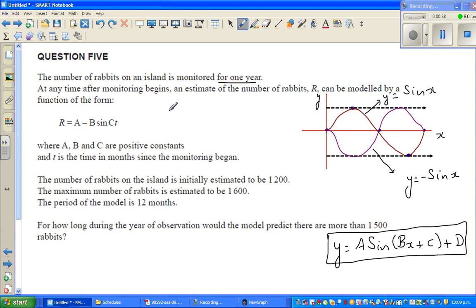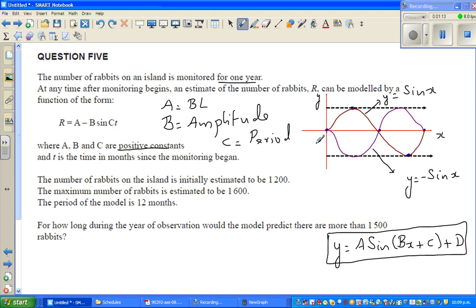Now A, you should know, is the baseline. Okay, I'll write the short form, baseline. B tells me the amplitude, and C tells me the period. So these are the three things you should be knowing. Okay, so A, B, C are constants. It says A, B, C are positive constants. T is the time in months since the monitoring begins.